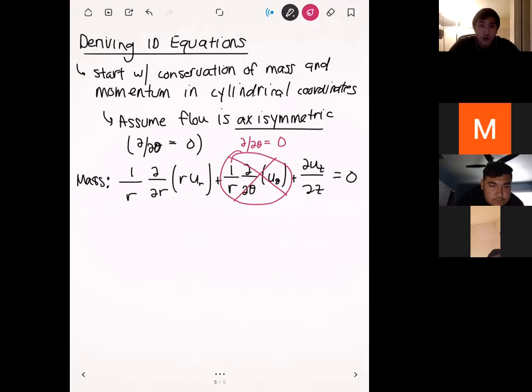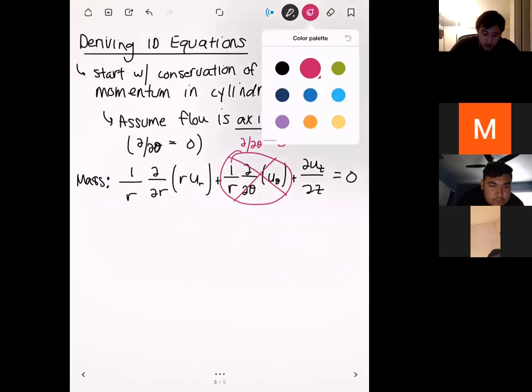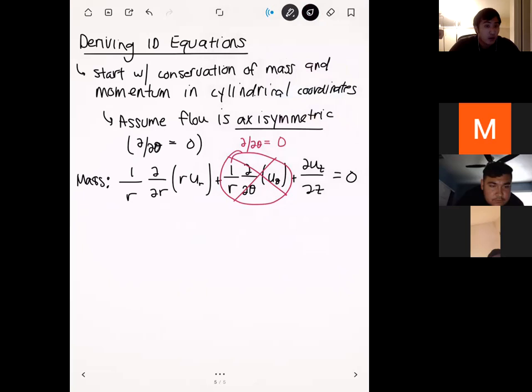And the reason for that is, again, because we have our axisymmetric assumption. All right, so that's conservation of mass, right? And so we have two terms that survive. And I'll show you what we're going to do with those two terms in a second. But first, let's write down the momentum equation and let's simplify that using our axisymmetric assumption.